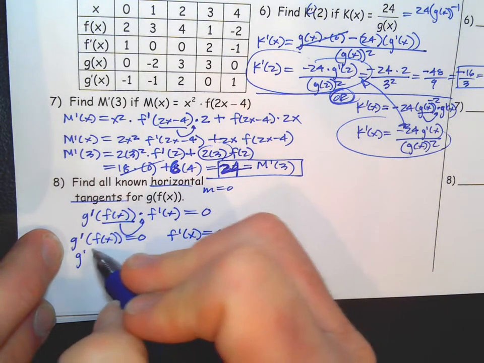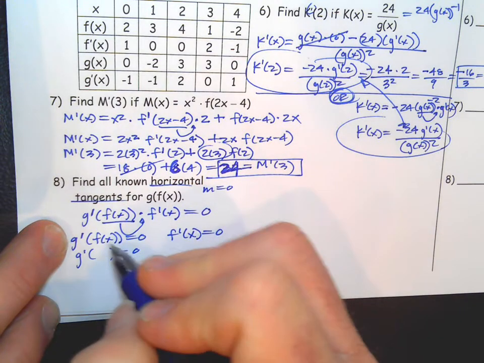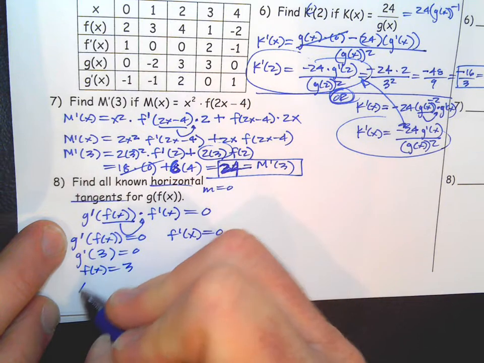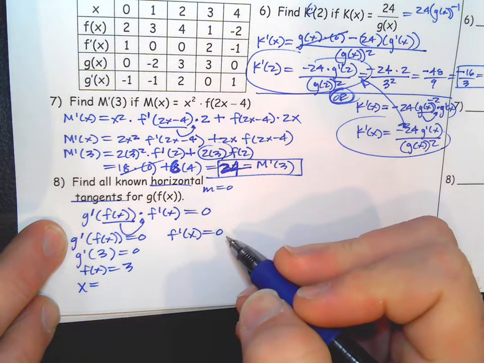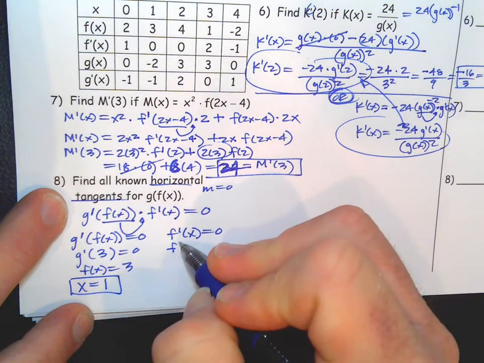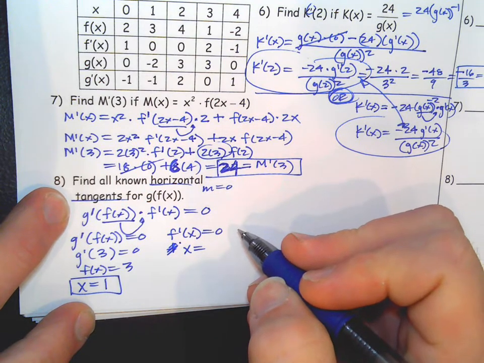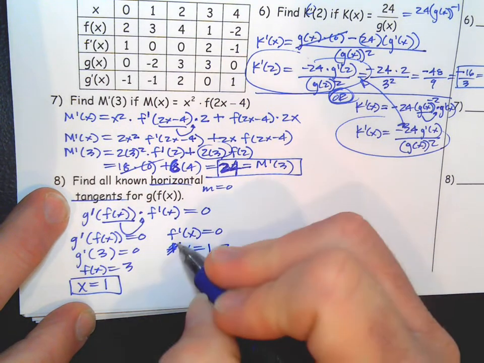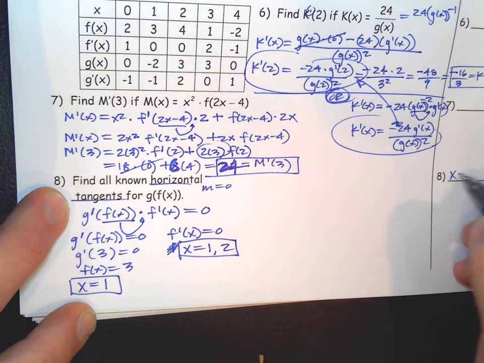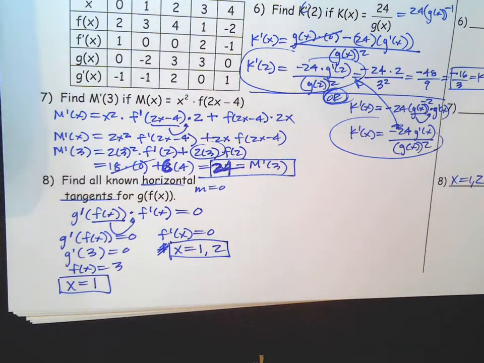What would you plug into g prime to get 0? A 3. And then you'd say, okay, well, that means f of x has to equal 3. What would I plug into f to get 3? I'd plug in x equals 1. So that's an answer. And here you'd say, well, what would I plug into f prime to get 0? Well, there's actually two values, 1 and 2. Your final answer, we should just list each answer once. So that's the work to show for that.